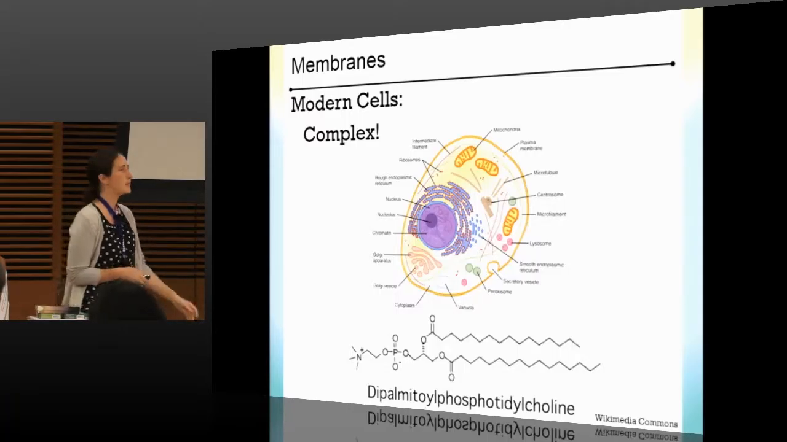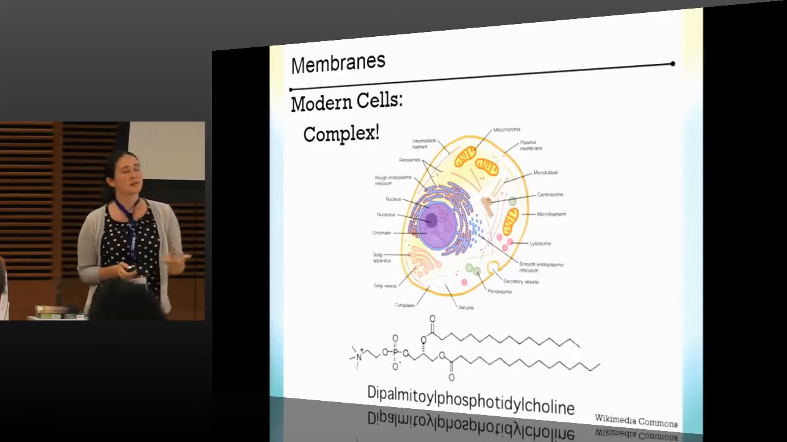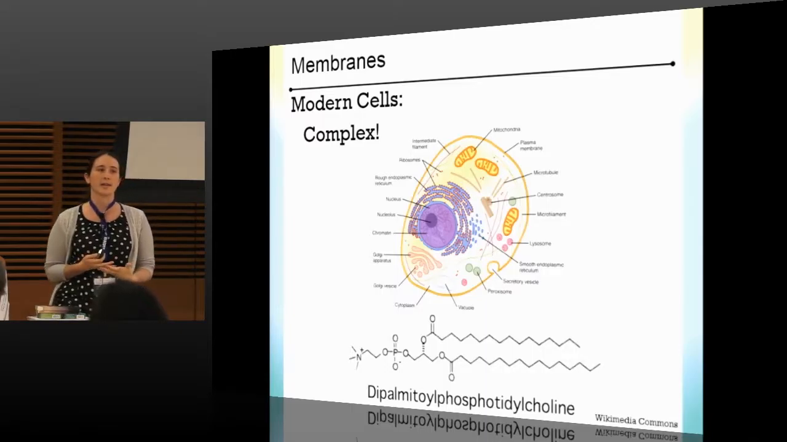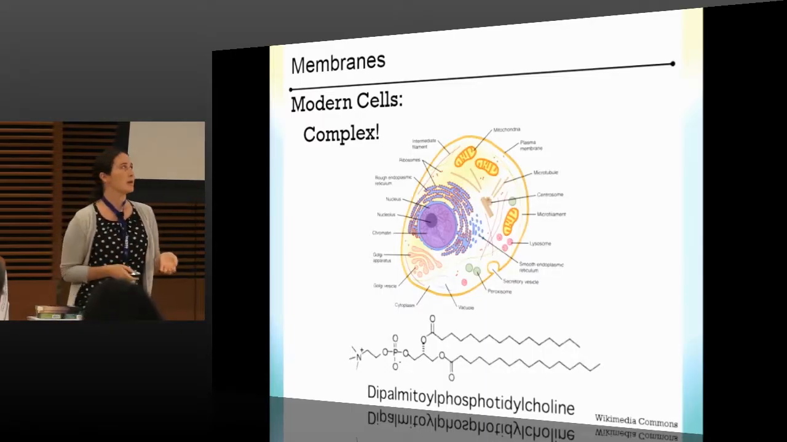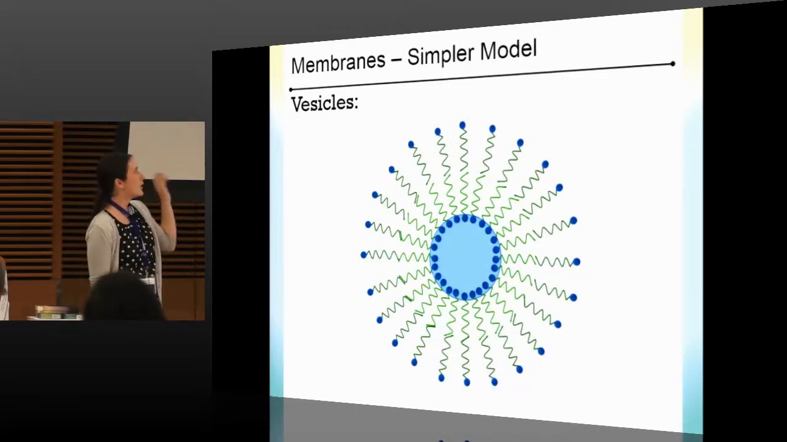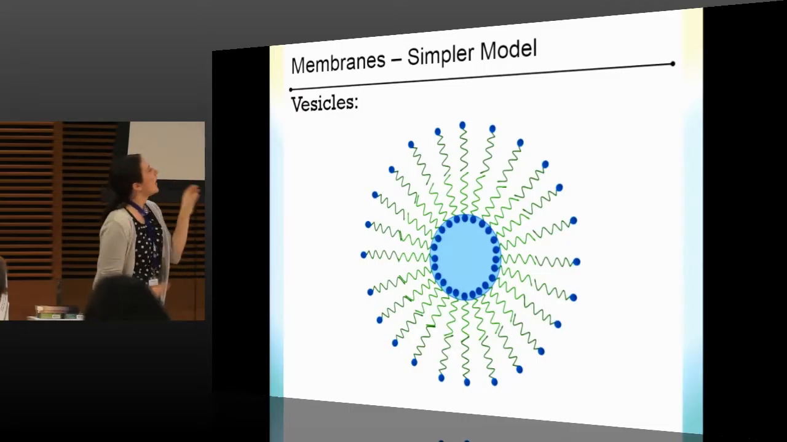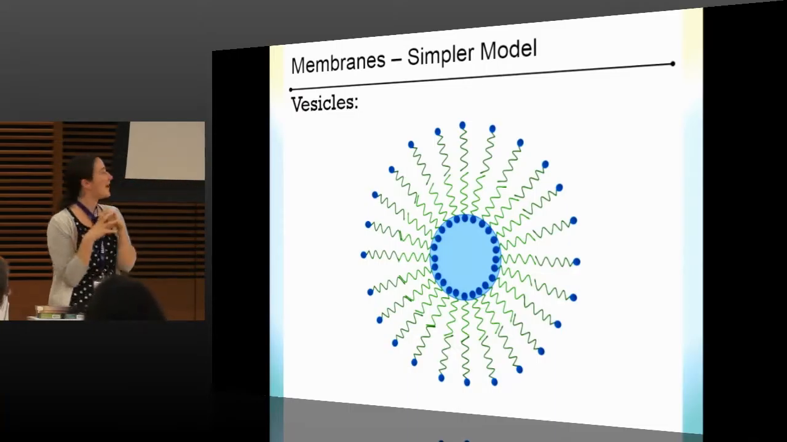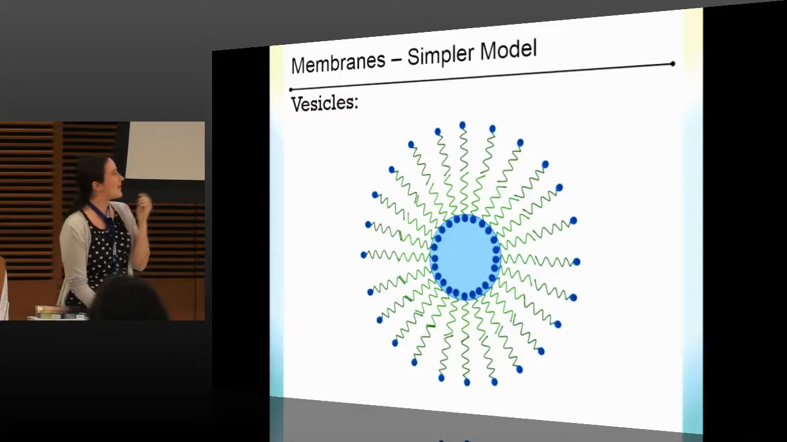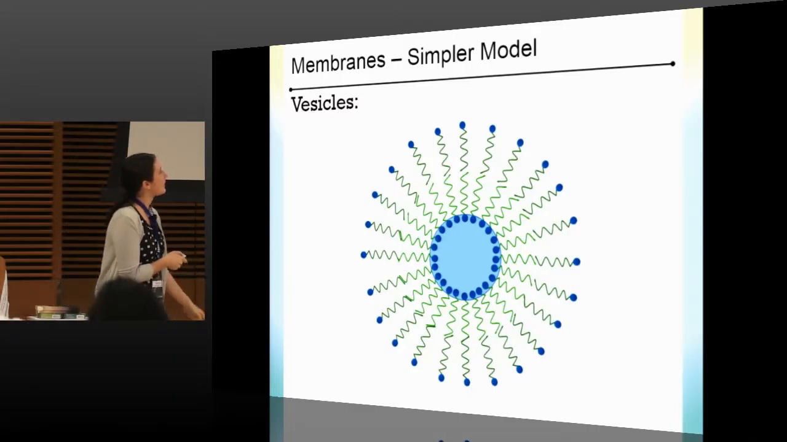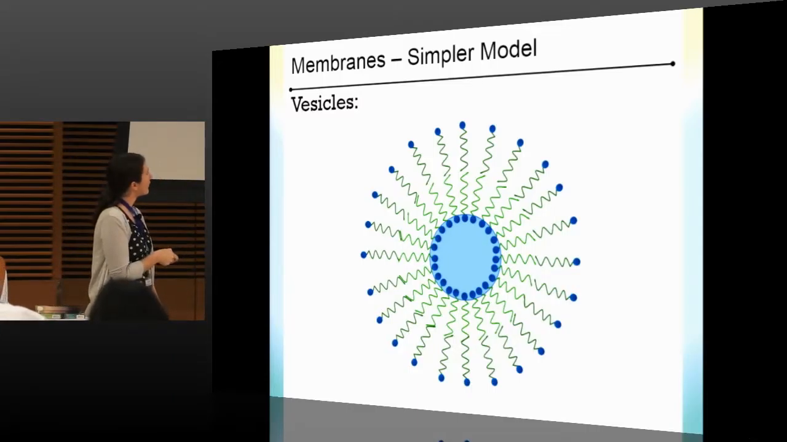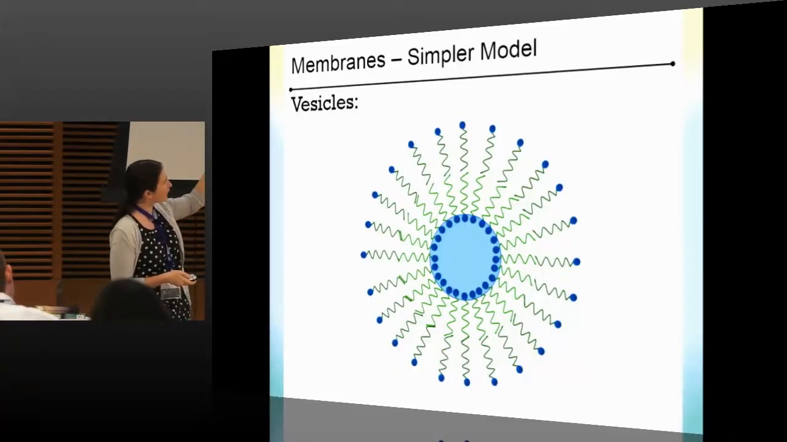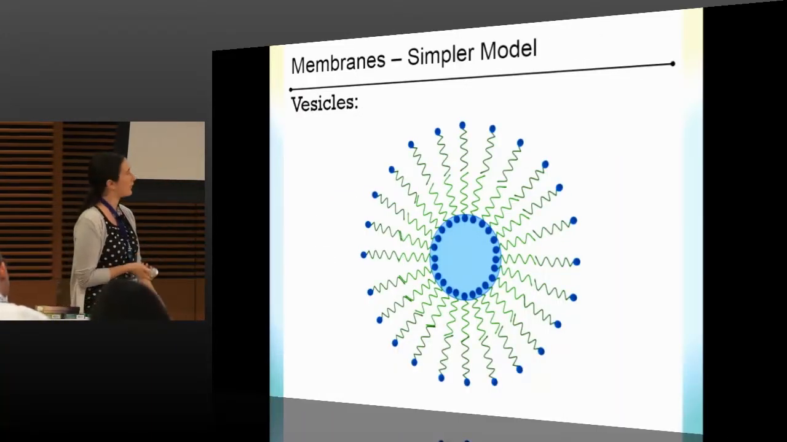long hydrocarbon tails. But if we want to start modeling these things prebiotically, we want to come up with a simpler model. And so people usually talk about vesicles. So vesicles, this is obviously not to scale, can encapsulate some water, and then they have a bilayer of membranes. So you have head groups and things like that. So you have surfactant molecules on the outside and water on the inside.